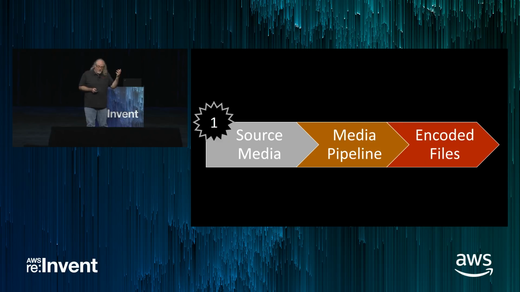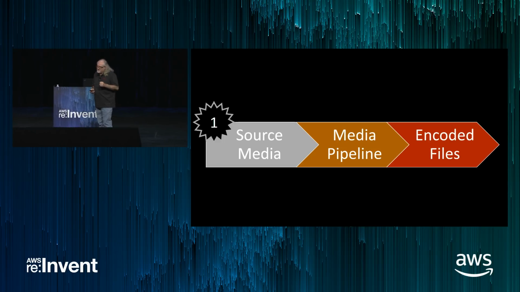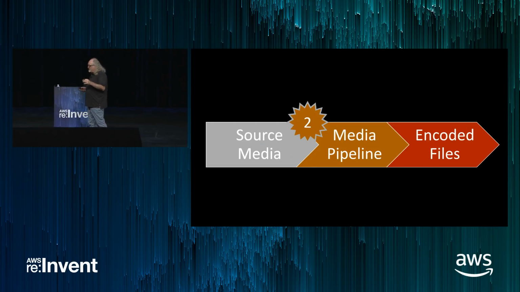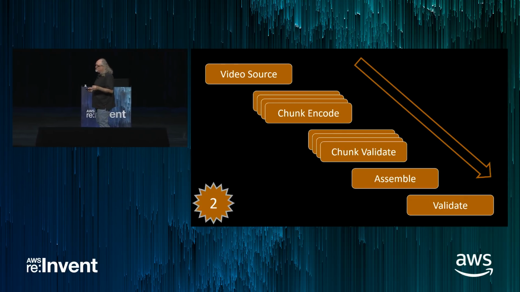So we get the source media. We introspect it. We decide, this is fabulous. Now we have the media pipeline. A lot of things happen in that media pipeline. Two words describe a lot of work. So here's a big block view of that particular work.